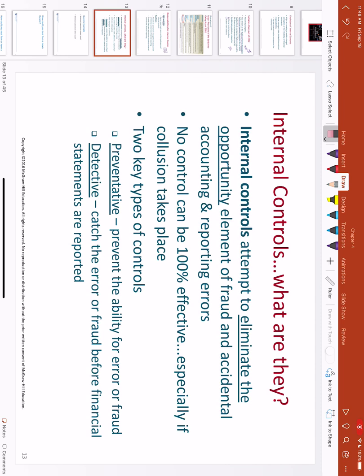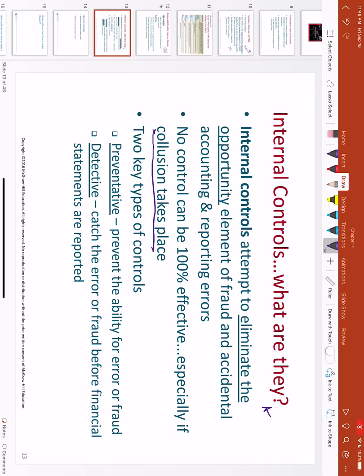So let's talk more about internal controls, right? So remember, internal controls are trying to eliminate the opportunity, right, of fraud and accidental errors. Nothing's going to get 100%. It's just not feasible, right? Especially if there's collusion, meaning that two people work together to try to defraud the company. But internal controls can do a good job of making sure some of these things don't happen.